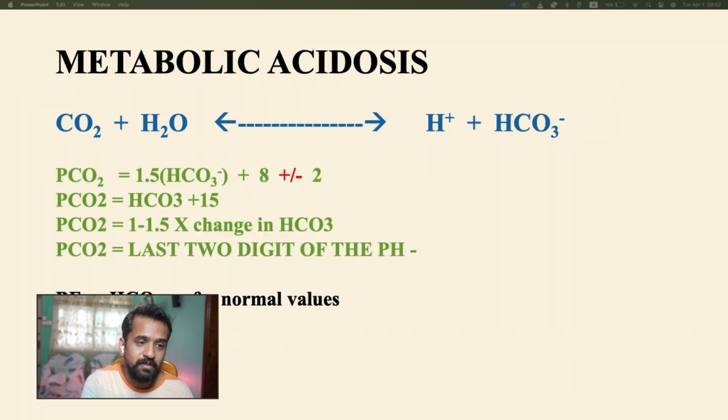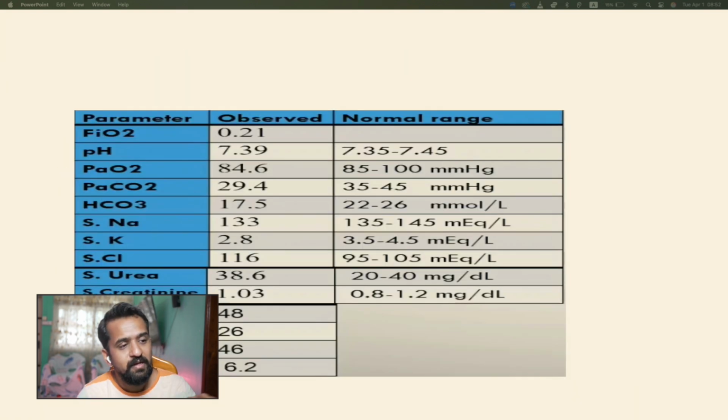Now let's talk about that case that I was talking about. Look at this patient, who has a pH of 7.39, which is quite normal, right? Because it fits the range of 7.35 to 7.45. Now we look at the bicarb. CO2 is low, but look at the bicarb, and it is 17.5. That means there is some sort of acidosis going on.